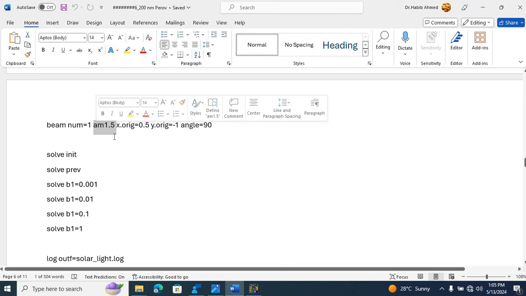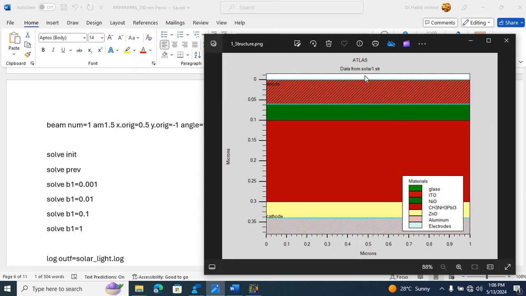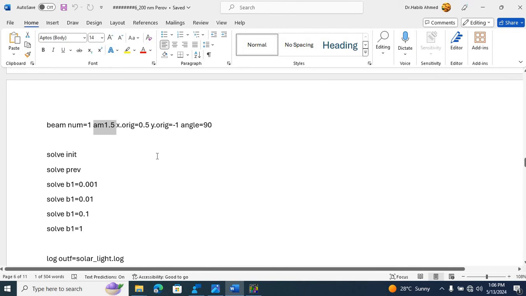The solar spectrum runs from 0.2 to approximately 3 micrometers, and AM 1.5 represents the standard test conditions, which are 1 kilowatt per meter square light intensity, room temperature, and 48.2 degrees angle of the sunlight to the zenith, to the vertical axis, and I'm shining it slightly above my structure, so like around here, with an x coordinate of 0.5 and y of -1, so around here, at an angle of 90 degrees.